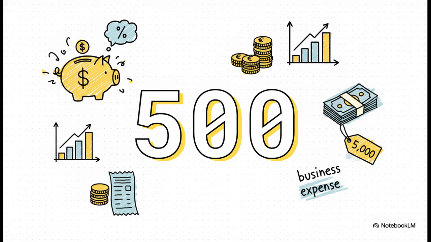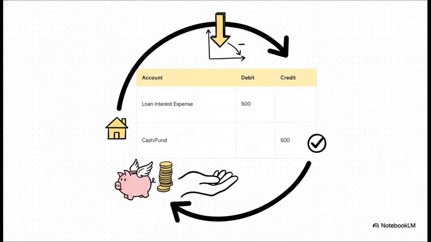Remember that 10% interest? 10% of 5,000 dinars is 500 dinar. That's not part of the principal you're paying back. It's a separate business expense for borrowing the money. And this is the final entry that makes everything right.